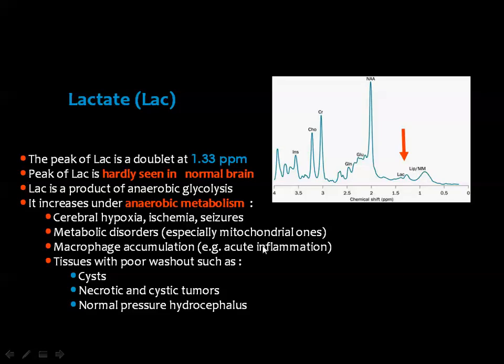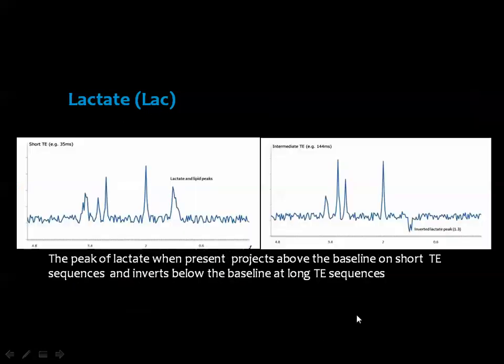Then lactate is the product of anaerobic glycolysis, and it is increased in anaerobic metabolism like hypoxia, ischemia, mitochondrial diseases, acute inflammation, abscesses, areas of breakdown in the tumor, and inside the cyst, like hydatid cyst, for example. And this peak is a doublet. Doublet means that it has two apices in this area, and this lactate as I will mention immediately.